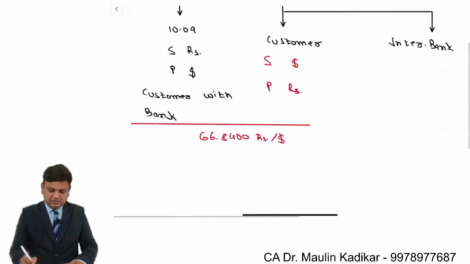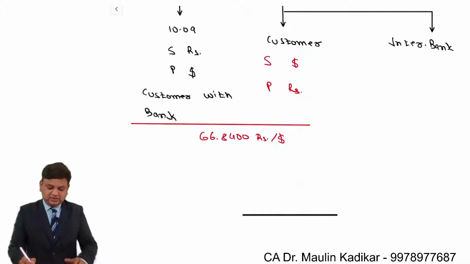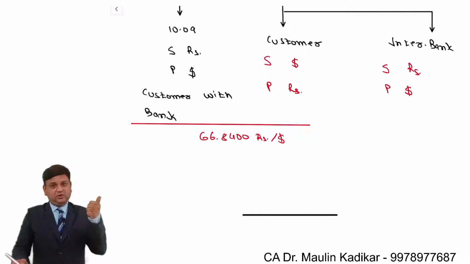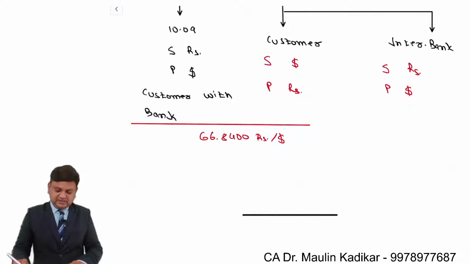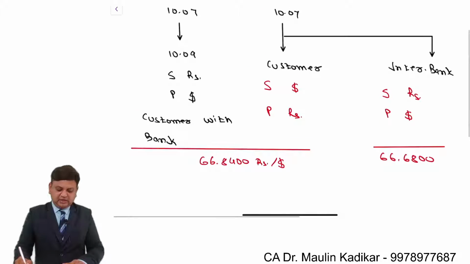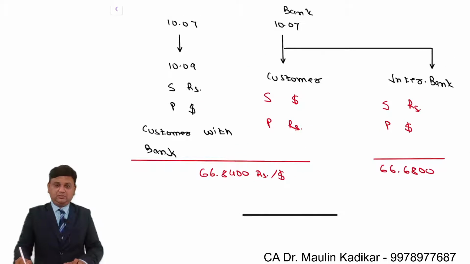Rupees per dollar. At the same time, the bank has entered into the interbank market for sell of rupees and purchase of dollar. That is, in order to give dollar, I have to buy dollar. What is the exchange rate? It is 66.68. That is the way the two transactions in which the bank must have entered.